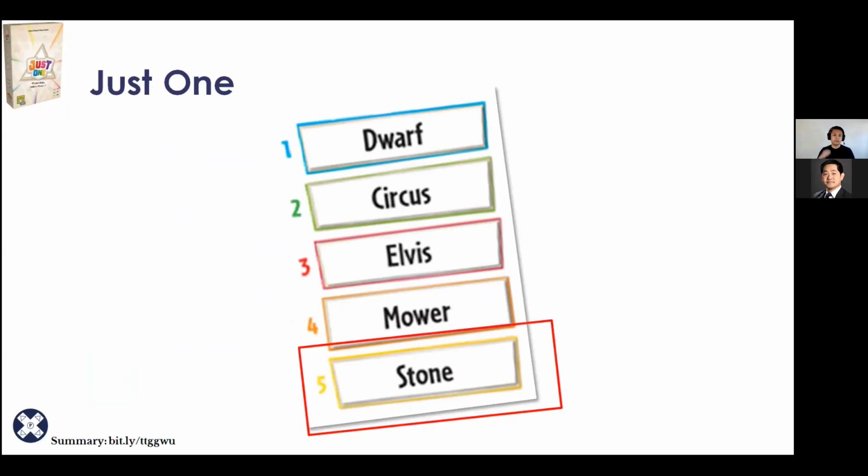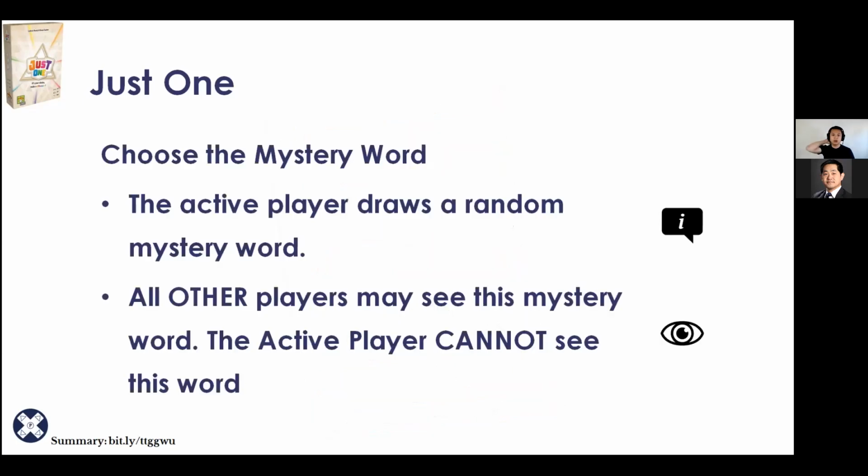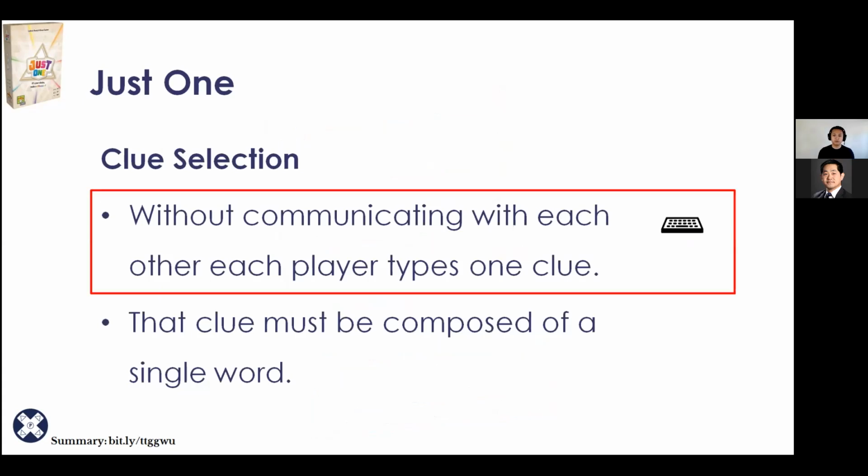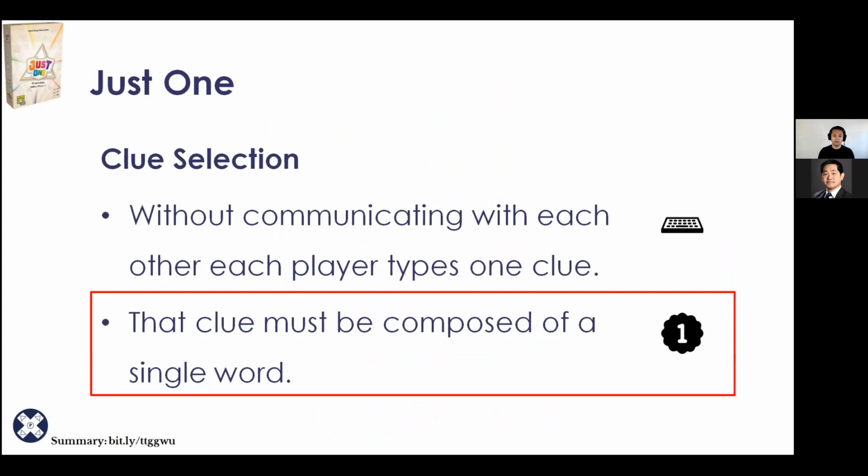So that's the word that my teammates are going to try to get me to guess by writing just one word clues on their individual whiteboards. So let's talk about clue selection. Without communicating with each other, each player is going to type, if you're playing online, or just write on their whiteboard, one word clue. Again, the game is called Just One, so you can only write one word.